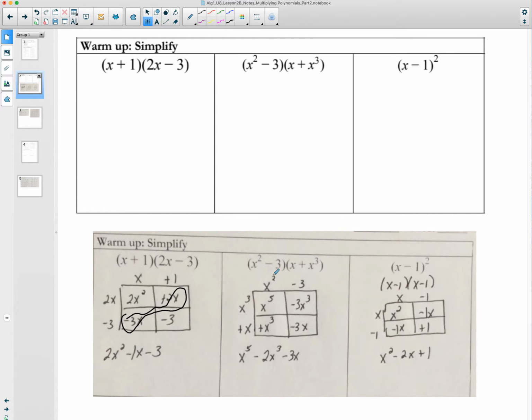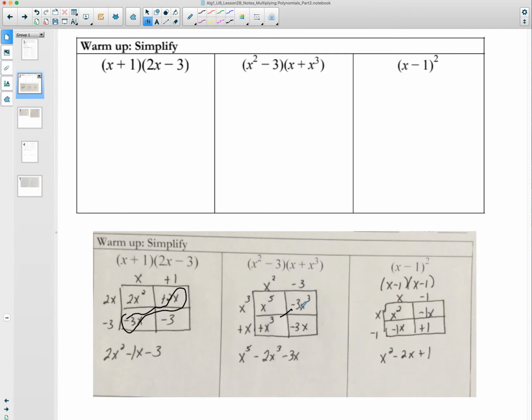Very similar problem for the second one here. So x squared minus 3, times x cubed plus x, and once again, remember when we multiply variables, we add the exponents. So you should have gotten x to the fifth, negative 3x cubed, positive x cubed here, and then a negative 3x. Now notice once again, our like terms are just these two in the middle. So x cubed minus 3x cubed is negative 2x cubed.